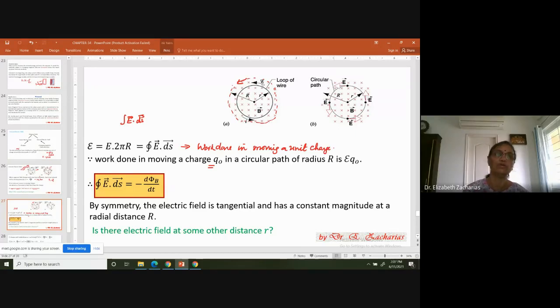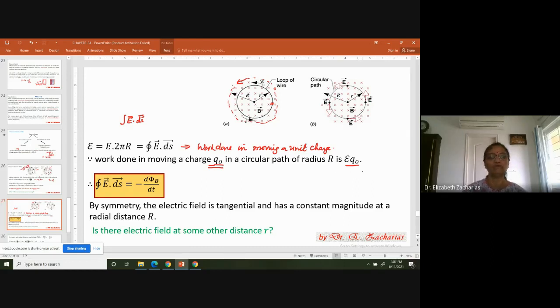In moving a unit charge. But then what is the work done in moving a charge Q naught? If you put a charge Q naught, what will be the work done? Work done will be E into Q naught, EMF into Q naught. That will be the work done.